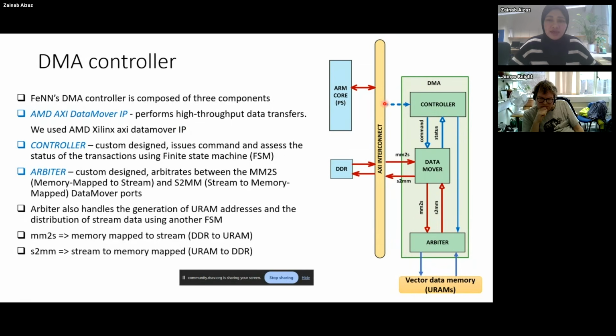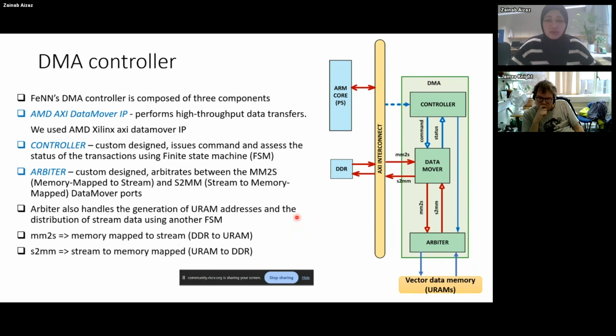which starts when the ARM core commands it to send an instruction so that the data mover starts the communication between DDR and vector data memory. And the data mover also sends status to the controller, whether there is an error or the communication is going nicely.